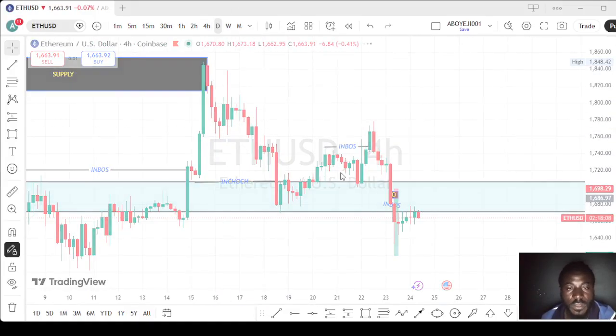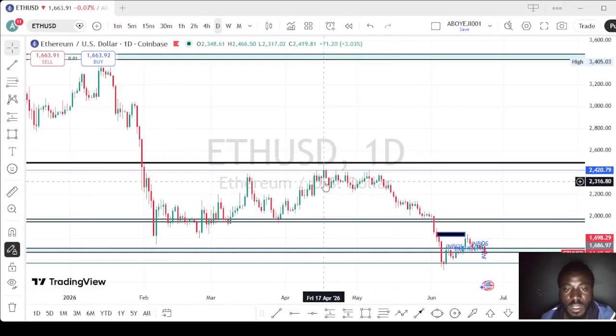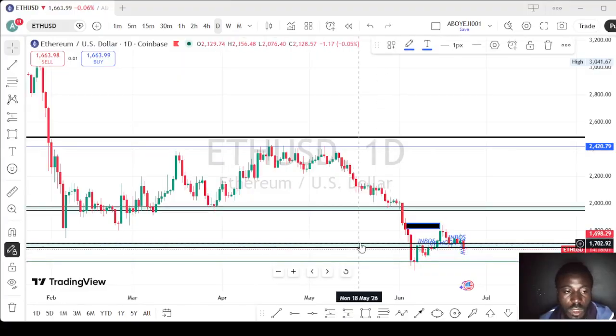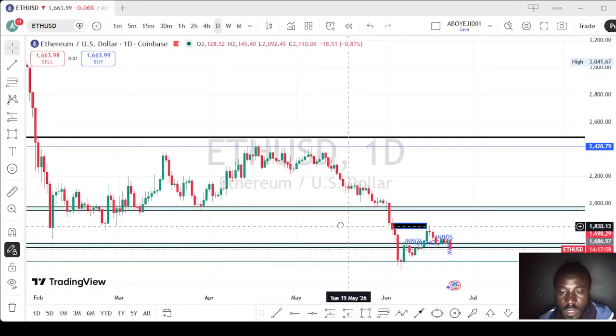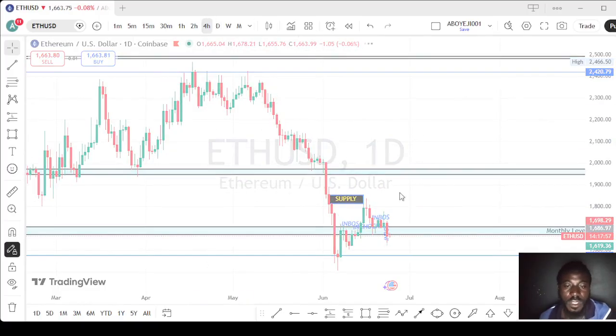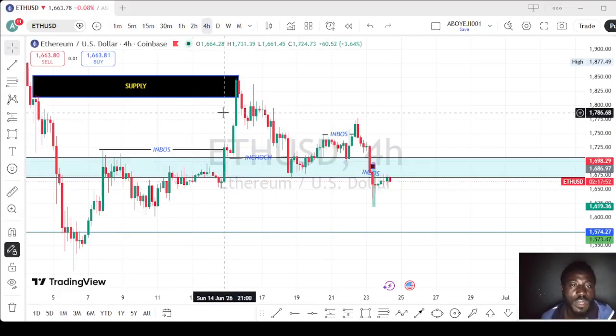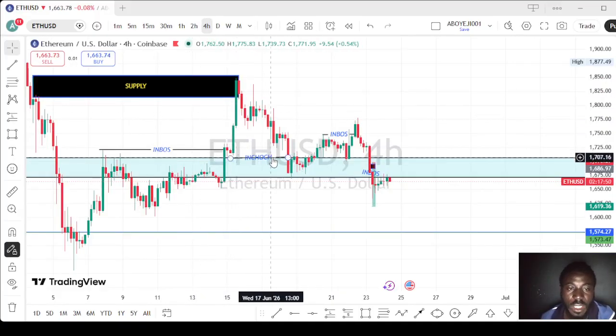This is the Ethereum market from daily time frame. This is our swing high and this is our swing low. You can see the swing low. This is the last break of structure the market gave us on daily time frame. Let's move to 4 hour time frame. The market is in between the swing high and the swing low. This is the supply that pushed the market down again.